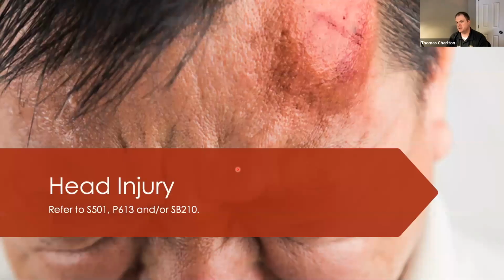Head injuries can also cause this. We have probably all dealt with the person who has bumped their head, has a concussion, is not acting right, is confused, maybe having repetitive questioning, etc. All these things point towards altered consciousness. So refer to S501, P613, and/or symptom-based 210. Those will all tell you how to assess a head injury and what treatments you need to do.